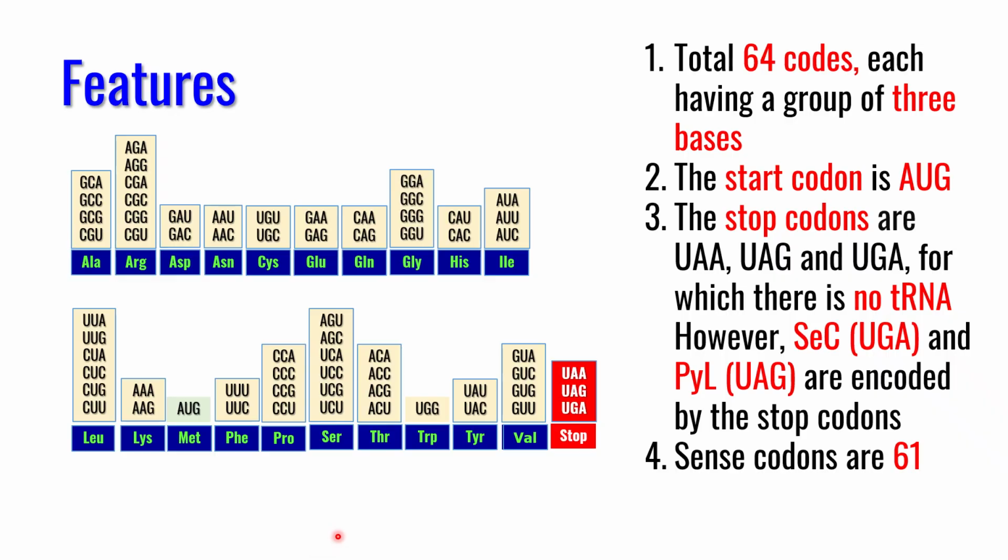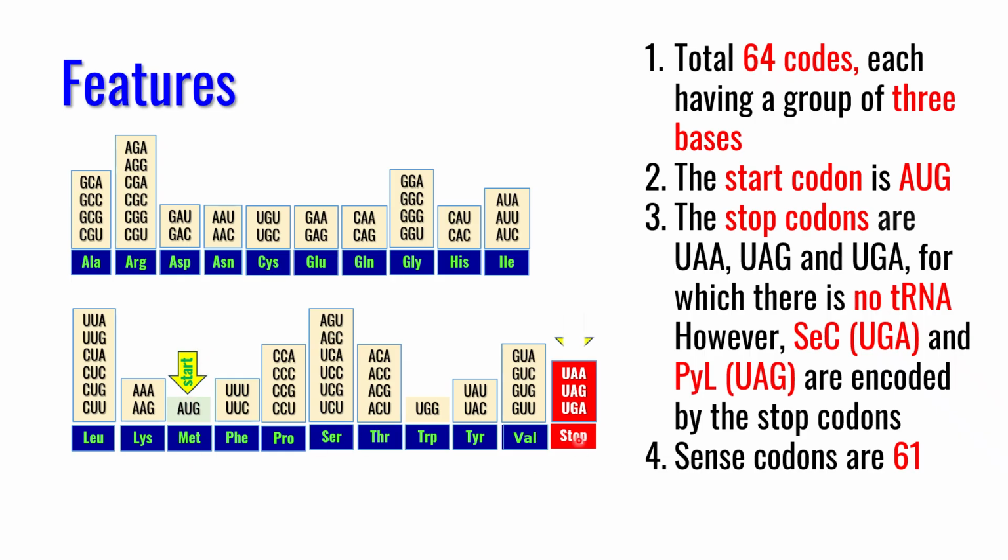So features of the genetic code. There are total 64 genetic codes which are shown on top of each amino acid listed here, 10 up and 10 down here. So there are total 64 genetic codes which have been experimentally proven, each having a group of three bases. The first genetic code is AUG. This is also known as a start codon because the translation starts on AUG.